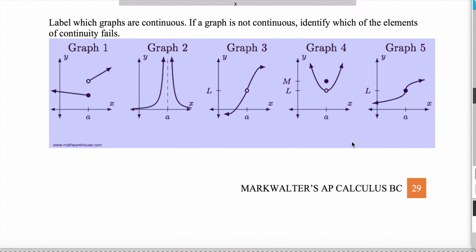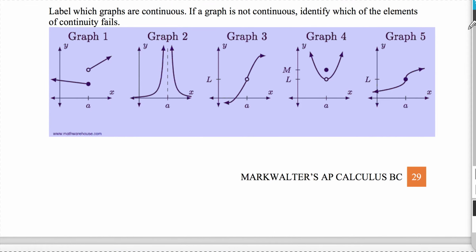All right. Pause the video real quick. I want you to just, with your understanding right now, look at each of these graphs. I want you to label which of these graphs are continuous. If the graph is not continuous, identify which of the elements of continuity fails of those three. Does the point not exist? I want you to write it out as f of blank does not exist. Does the limit not exist? And say that the limit as x approaches blank of f of x does not exist. Or does the limit not equal the point? So pause the video and give that a shot.